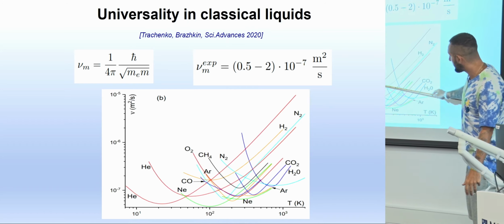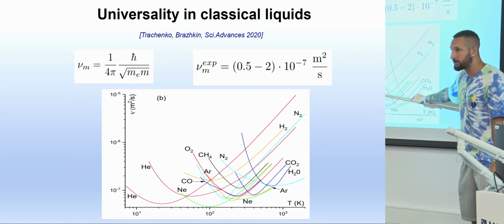So you see these are very different liquids. Of course, the viscosity of the liquids can go around a lot of orders of magnitude, but if you look at the minimum, all the minima are more or less order 1 in terms of this scale. So there is something universal there.